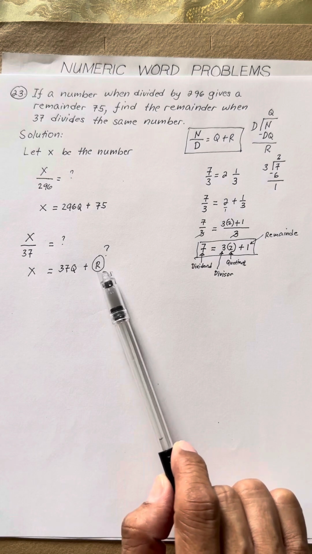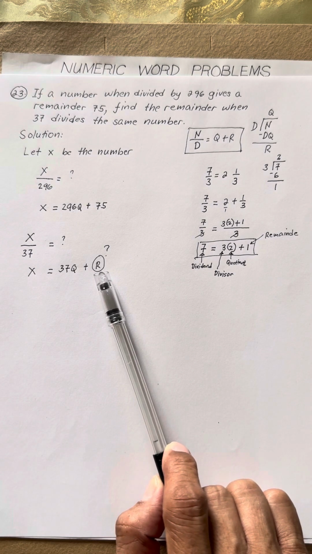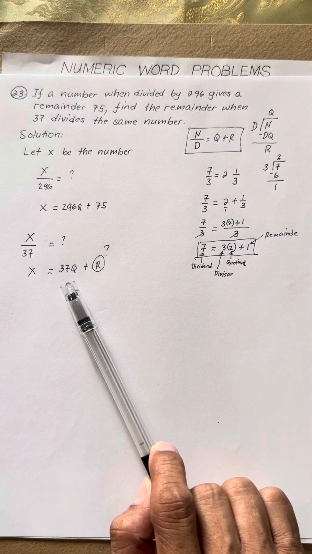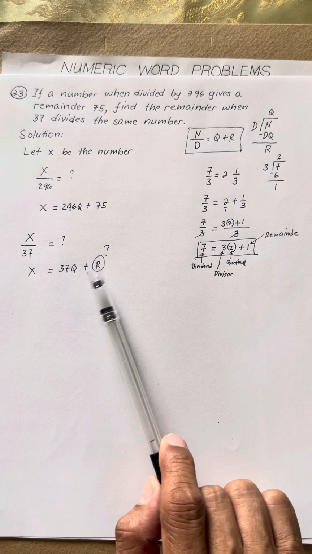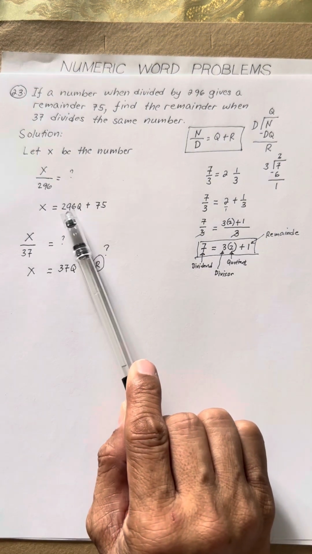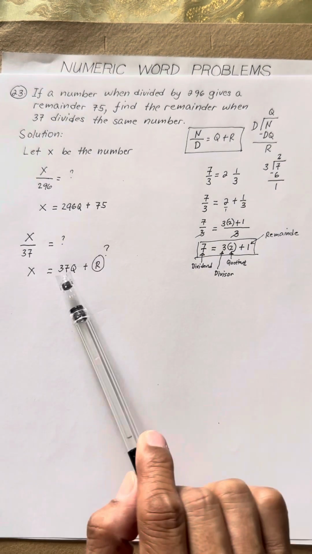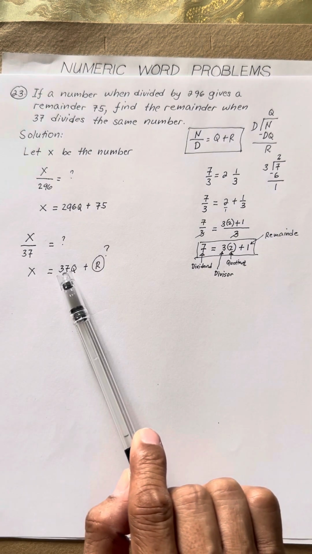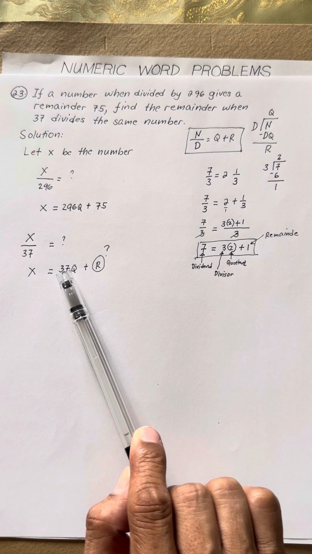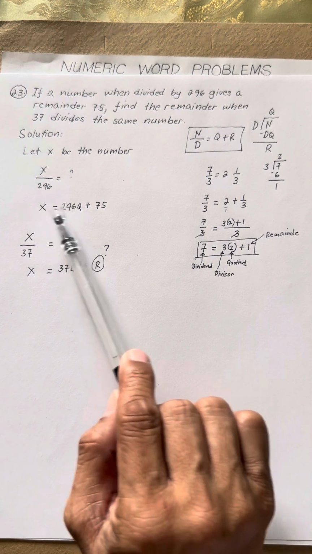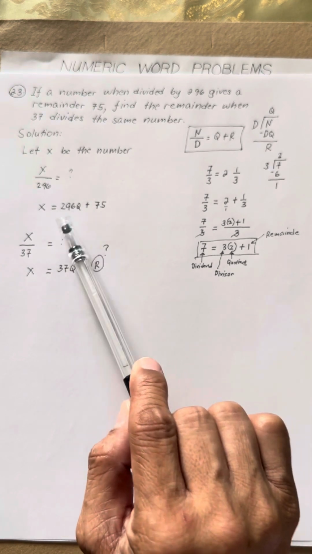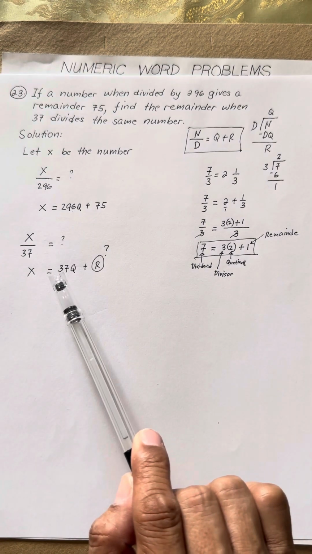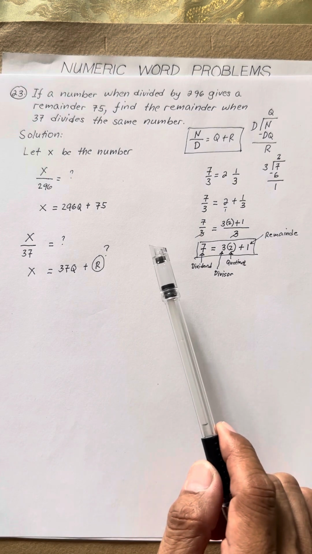So this is the next part. We want to find the remainder r, and to do this, we need to have 37 at the place where we have the 296. So we have written something like this at the place where we have 296 in the above equation. So in other words, we have to express this in terms of 37.